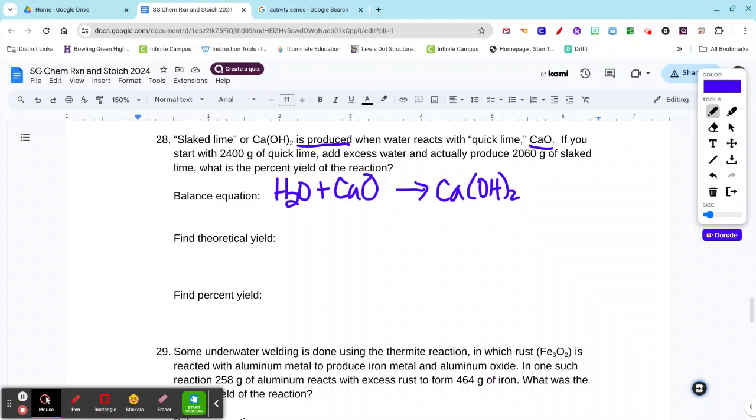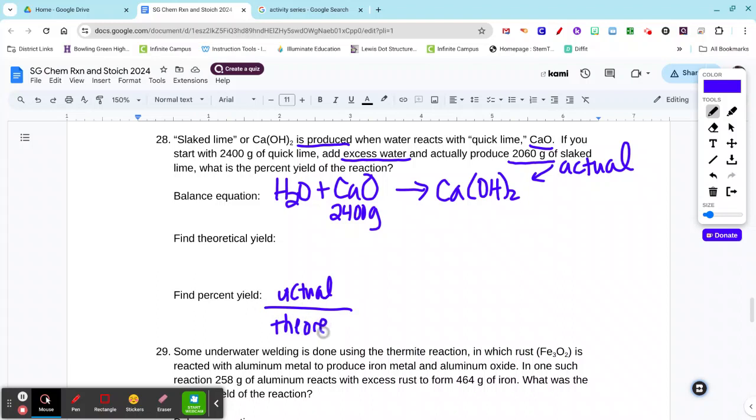Okay. Now it's telling me that I start with 2,400 grams of my quicklime, or CaO. And it says excess water, because that means that it's not the limiting reactant. It gives me one value. I don't need to worry about water. And then it tells me that I actually make 2,060 grams of slaked lime, which is this. So this is my actual value. And the reason that's important is because we are doing percent yield. So percent yield is your actual over your theoretical times 100. And that gives you your percent yield.